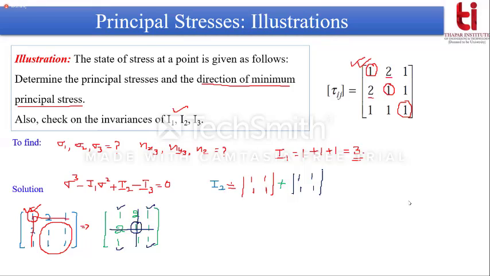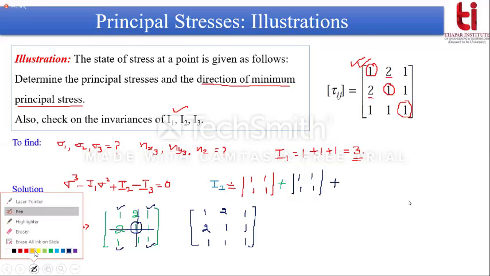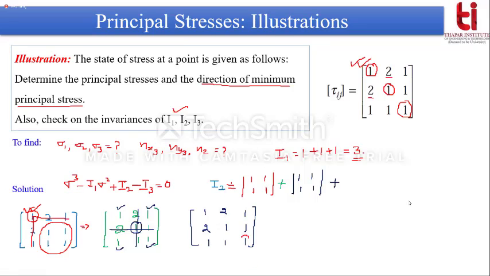Okay, so plus cofactor of the third term. Let us write this again: 1 2 1, 2 1 1, 1 1 1. Since we have to get the cofactor of A33, means third row, third column, I will not consider the third row, I will not consider the third column. So we will be left with 1 2, 2 1, right? I hope it makes sense.